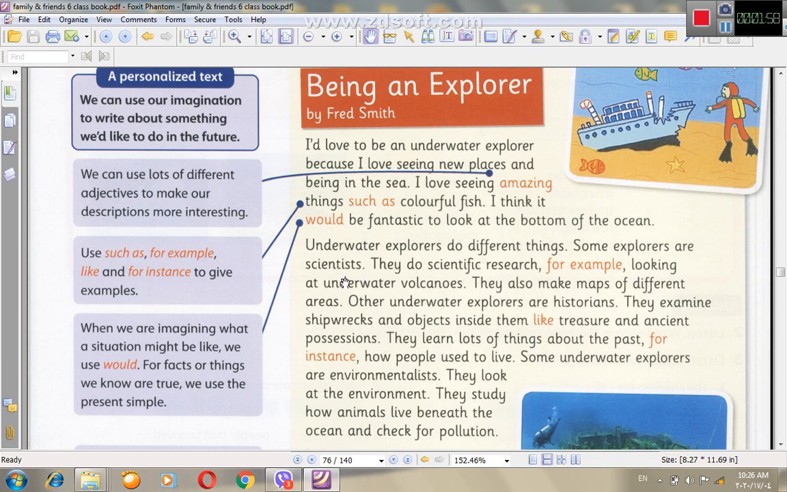Some explorers are scientists. They do scientific research, for example, looking at underwater volcanoes. They also make maps of different areas. Other underwater explorers are historians. They examine shipwrecks and objects inside them, like treasure and ancient possessions. They learn lots of things about the past, for instance, how people used to live. Some underwater explorers are environmentalists. They look at the environment, they study how animals live beneath the ocean and check for pollution.